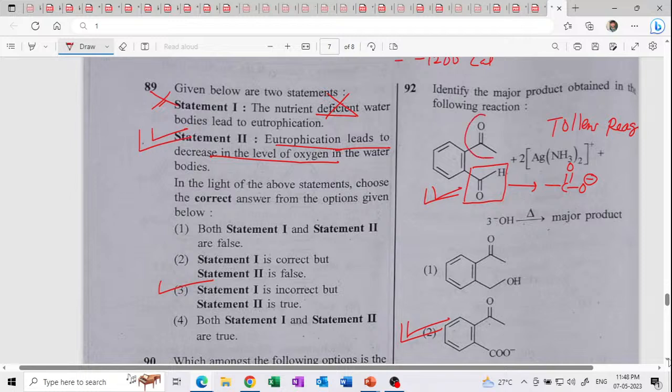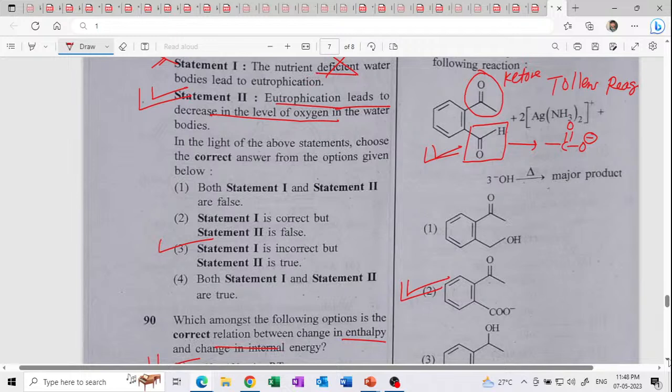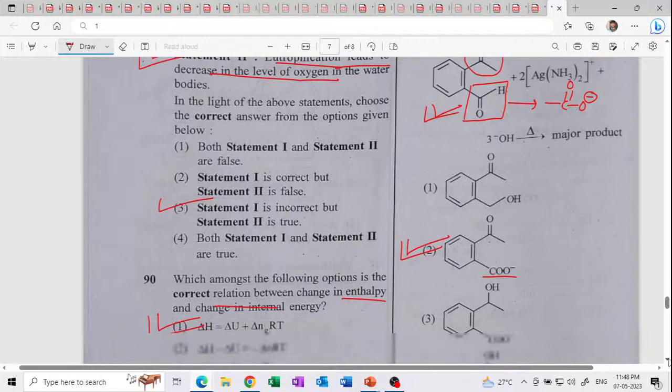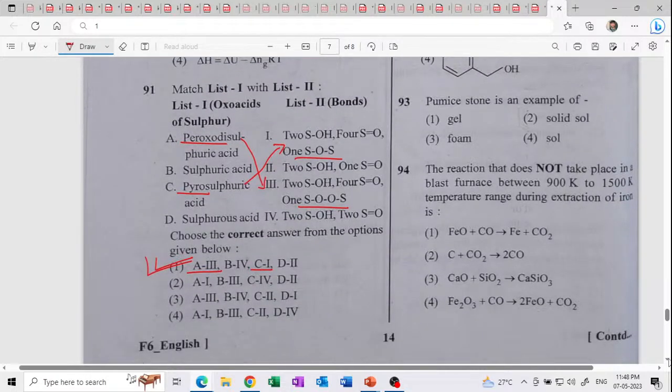This C double bond O group remains as it is because it is a ketone. Tollen's reagent only oxidizes the aldehyde group, not the ketone. So this group remains as it is. The ketone group remains as it is, and the aldehyde group converts into the salt of acid. This is the salt of acid. Tollen's reagent test. Get it? Aldehyde and ketones.